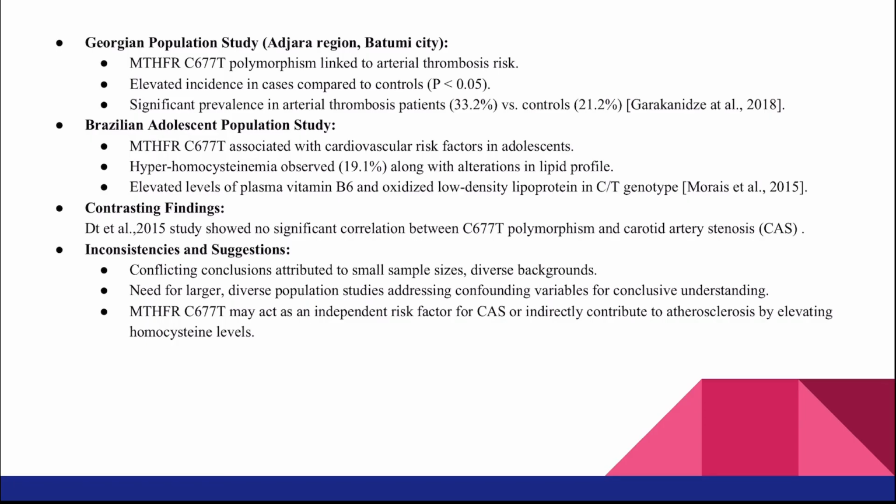As I've already discussed previously, population to population studies have shown variations, and there are major inconsistencies. So some populations may show higher levels of incidence, other populations may fail to show such association. The reason for this inconsistency could be that various confounding variables could exist. Overall, we can note that MTHFR C677T gene polymorphism could act as an independent risk factor for carotid artery stenosis, or it could be indirectly related to atherosclerosis, as mentioned previously, due to hyperhomocystinemia in the body.